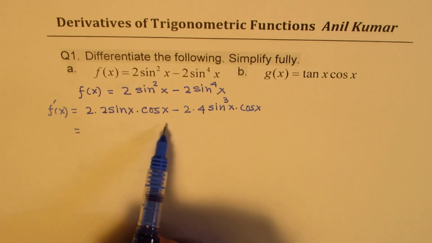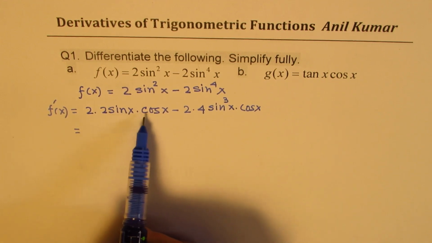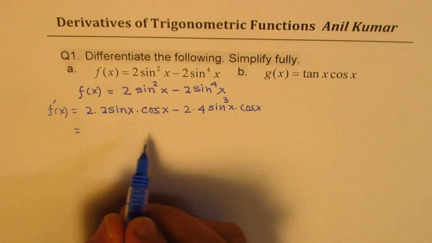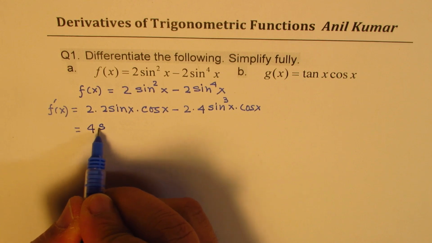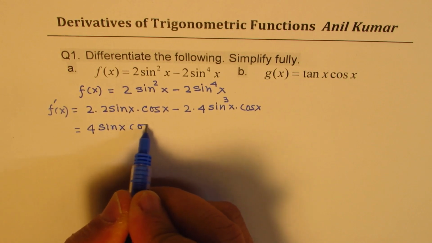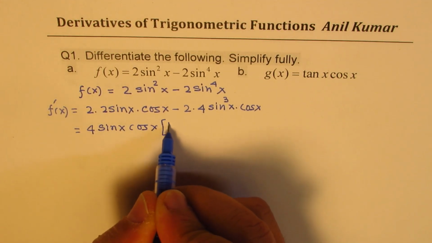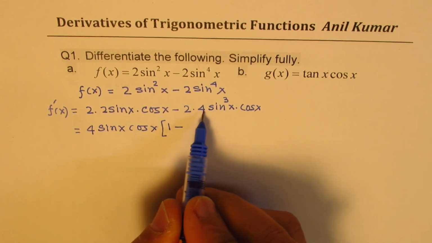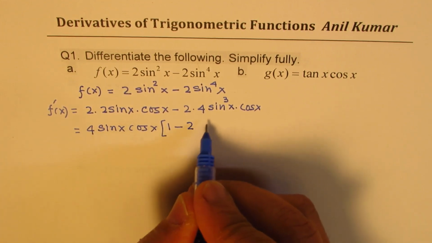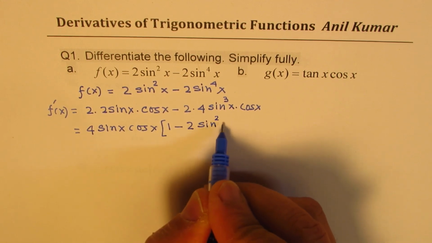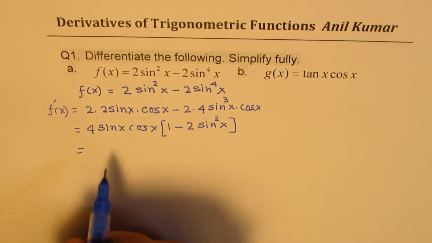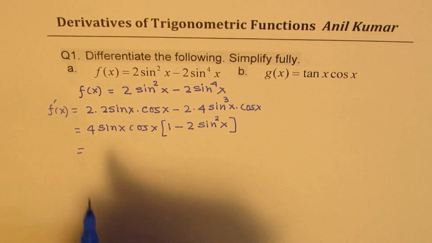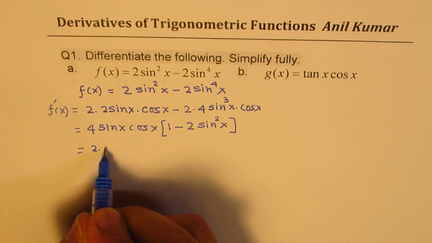So what we will do here is, to simplify, we'll take sine x cos x times 2 as common, right? So we can take 4 also, right? So we can take 4 times sine x cos x as common, and we're left with 1 minus, so we've taken 4 outside, 2 sine square x, right? So cos x has been taken common. Now 2 sine x cos x is sine 2x. So we could write this as 2 times sine, or let me write like this.